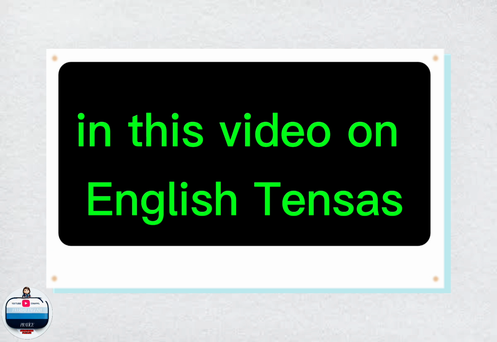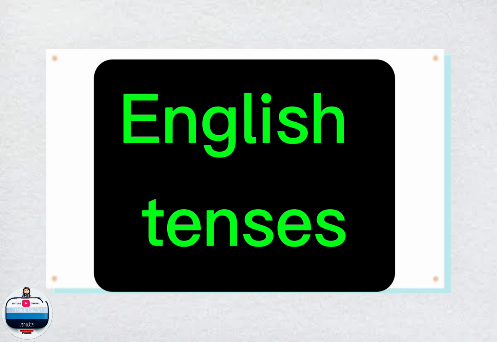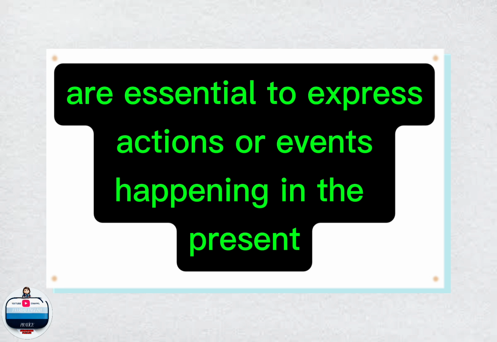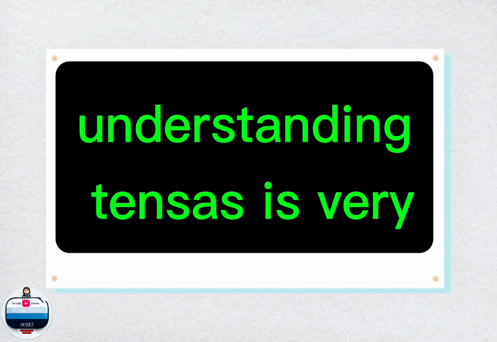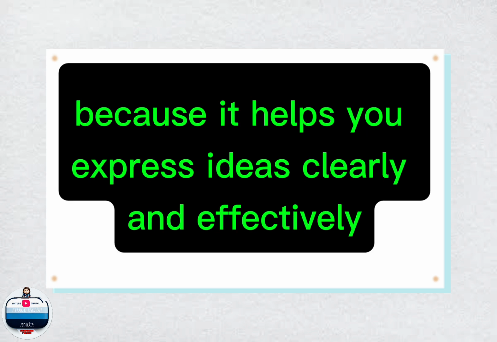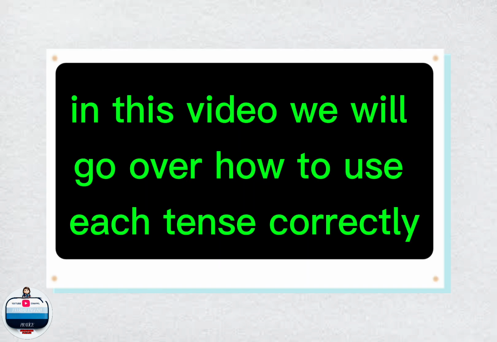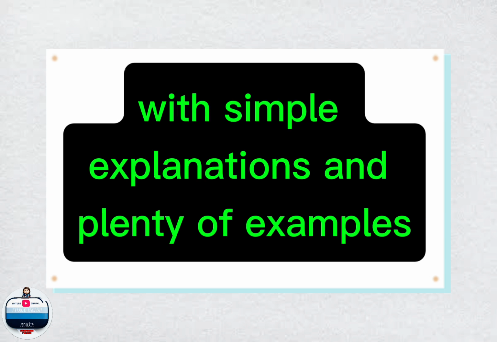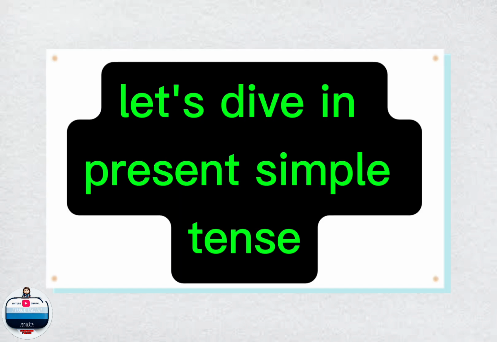In this video on English tenses. English tenses are essential to express actions or events happening in the present, past, and future. Understanding tenses is very important in mastering the English language because it helps you express ideas clearly and effectively. In this video, we will go over how to use each tense correctly, with simple explanations and plenty of examples. Let's dive in. Present simple tense.